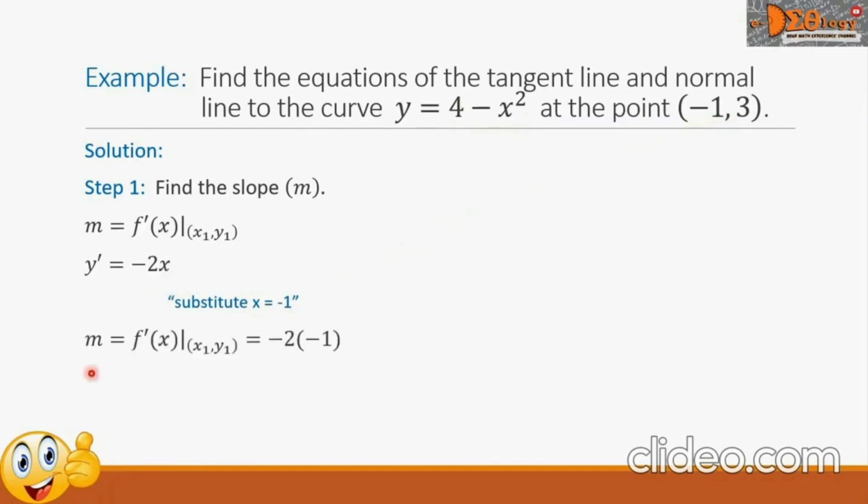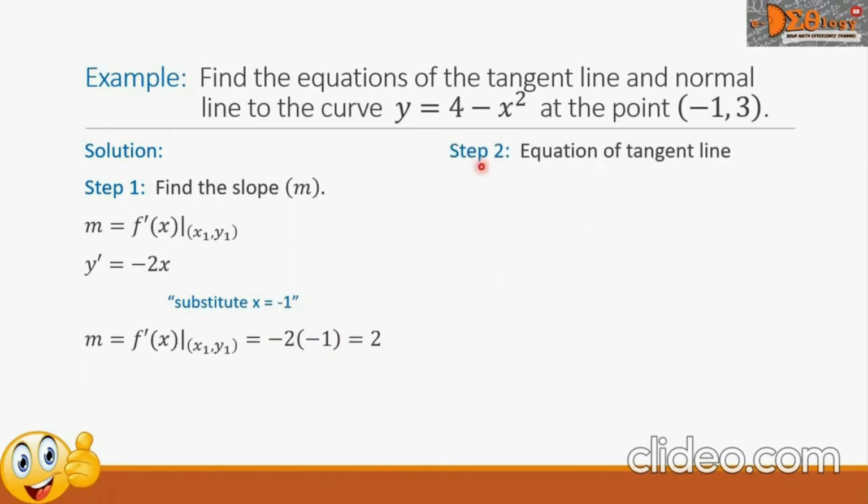So we write m equals f prime of x at the point x sub 1, y sub 1 is equal to this negative 2x. So we write negative 2 times the x, now substituted by negative 1. So negative 2 times negative 1 is positive 2. This is the slope of the curve at the given point. This is also the slope of the tangent line at the given point.